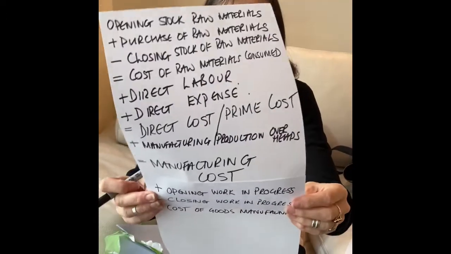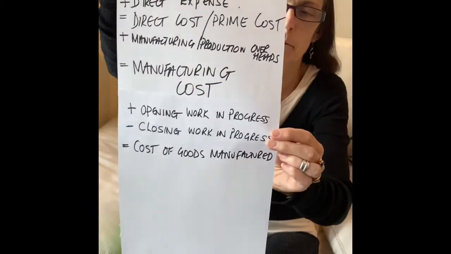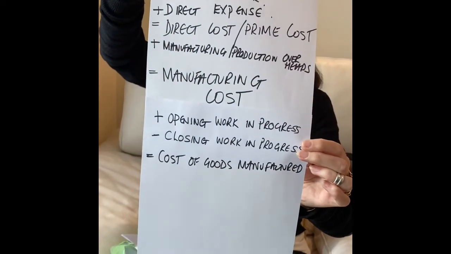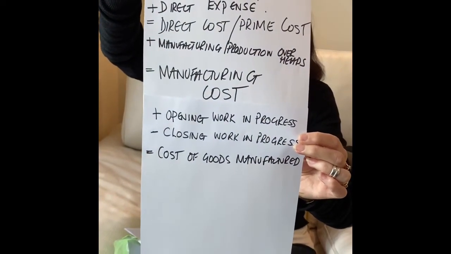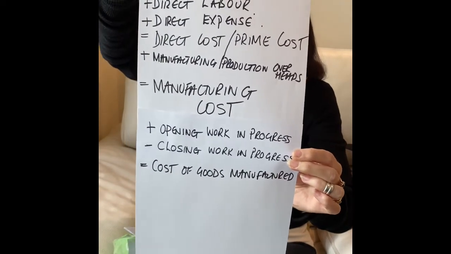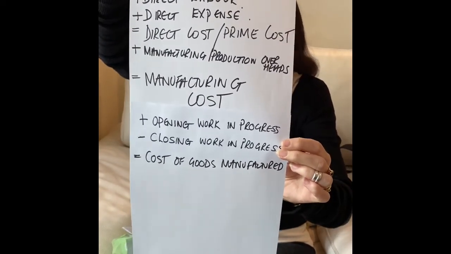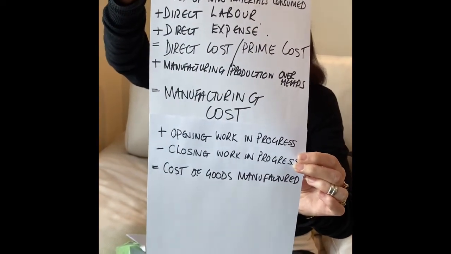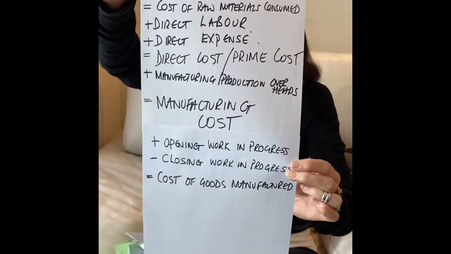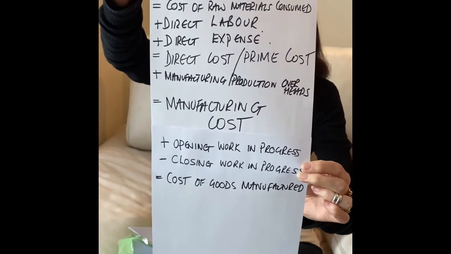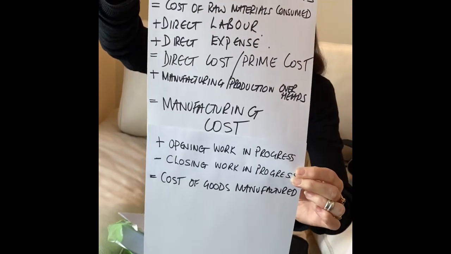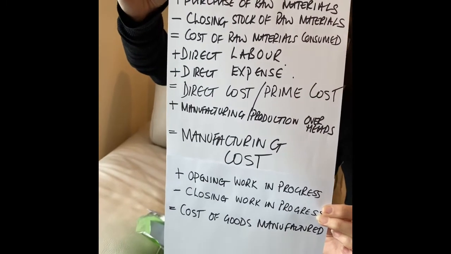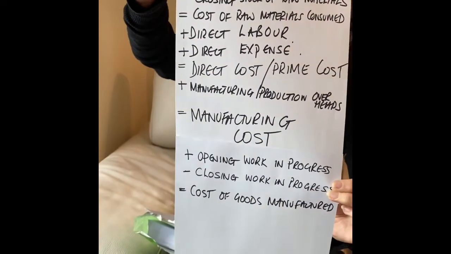So after our manufacturing cost, we're going to add in our opening stock of work in progress, and we're going to take away our closing stock of work in progress, and that will give us the cost of the goods manufactured. So first of all, we work out the manufacturing cost, and then we deal with the work in progress, add the opening work in progress less the closing work in progress, and we get the cost of goods manufactured.